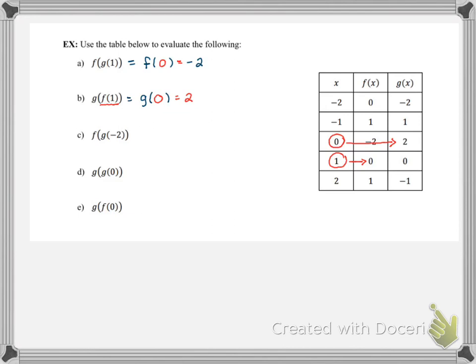Let's do one more together. My input is negative 2. Plugging that into g gives me negative 2. And now my input is negative 2. Plugging that into f gives me 0.